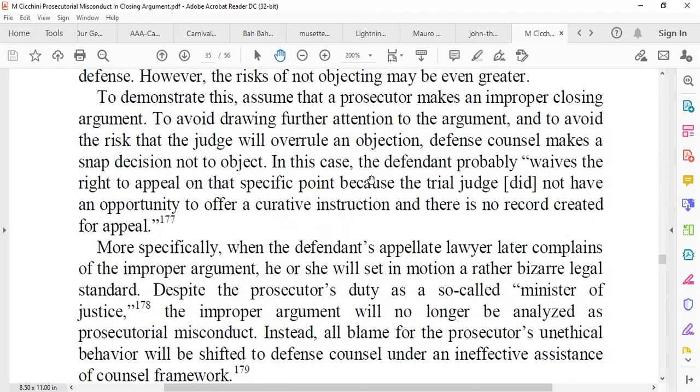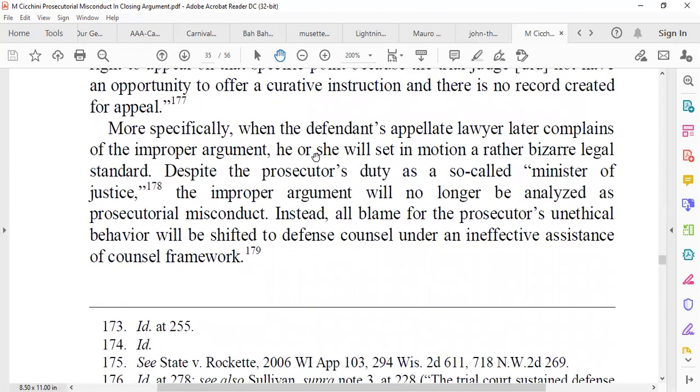In this case, the defendant probably waives the right to appeal on that specific point because the trial judge did not have an opportunity to offer a curative instruction, and there is no record created for appeal. More specifically, when the defendant's appellate lawyer later complains of the improper argument, he or she will set in motion a rather bizarre legal standard. Despite the prosecutor's duty as a so-called minister of justice, the improper argument will no longer be analysed as prosecutorial misconduct. Instead, all blame for the prosecutor's unethical behaviour will be shifted to defence counsel under an ineffective assistance of counsel framework. Well, we're certainly familiar with that, aren't we?